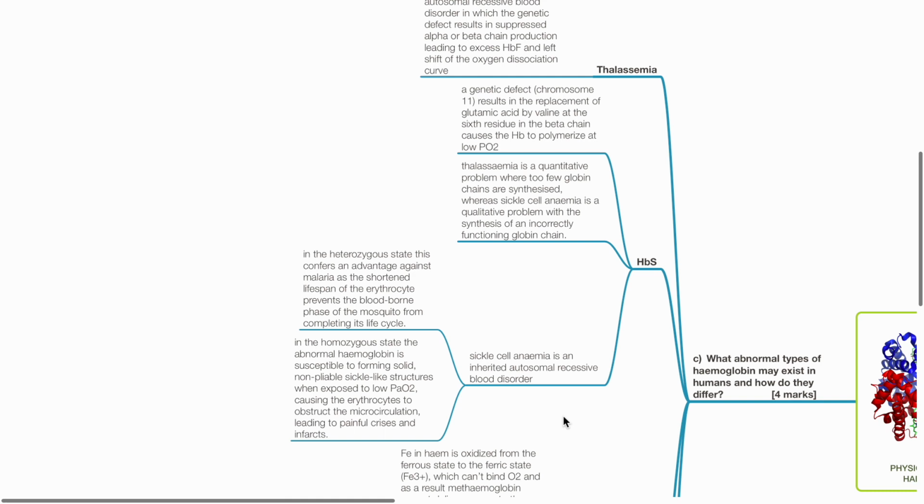The heterozygous state confers an advantage against malaria as the shortened lifespan of the erythrocyte prevents the blood-borne phase of the mosquito from completing its life cycle. In the homozygous state, the abnormal hemoglobin is susceptible to forming solid, non-pliable sickle-like structures when exposed to low PaO2, causing erythrocytes to obstruct the microcirculation, leading to painful crisis and infarcts.